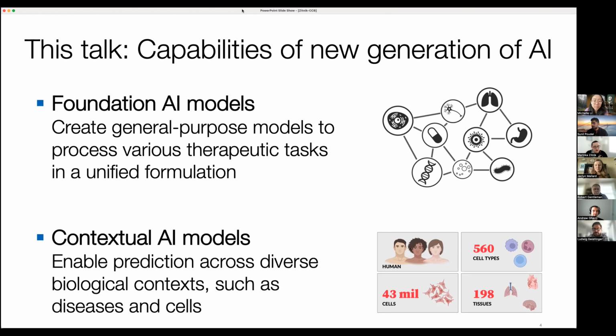enable models to generate predictions across diverse biological contexts such as diseases and cells, in an effort to make predictions more actionable, meaning that they can more readily translate to downstream experimental investigation. So with that in mind, let's start with that first part on general purpose AI models, and in particular, what are the therapeutic tasks that these models can consider.